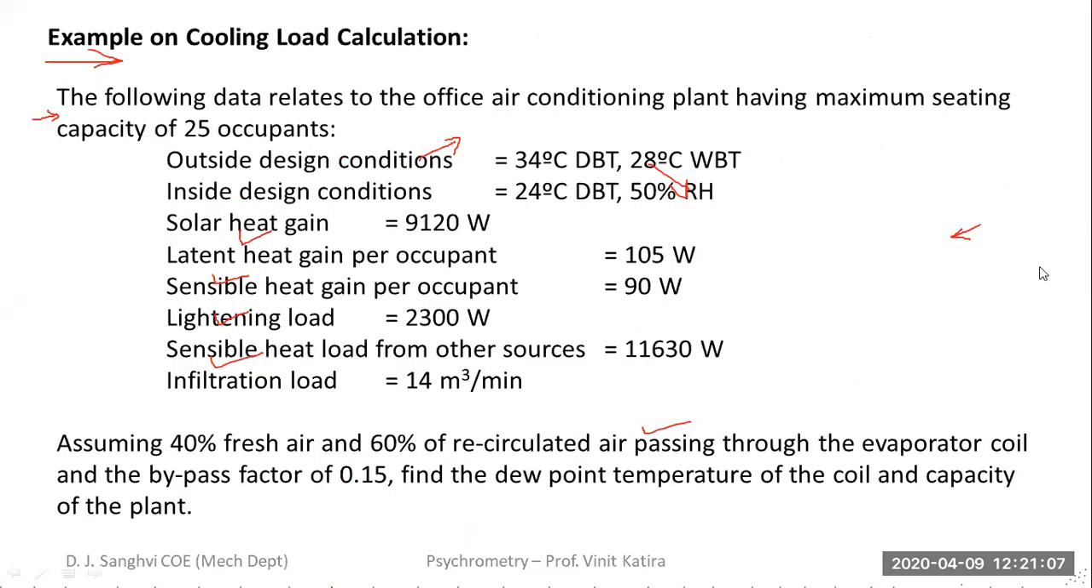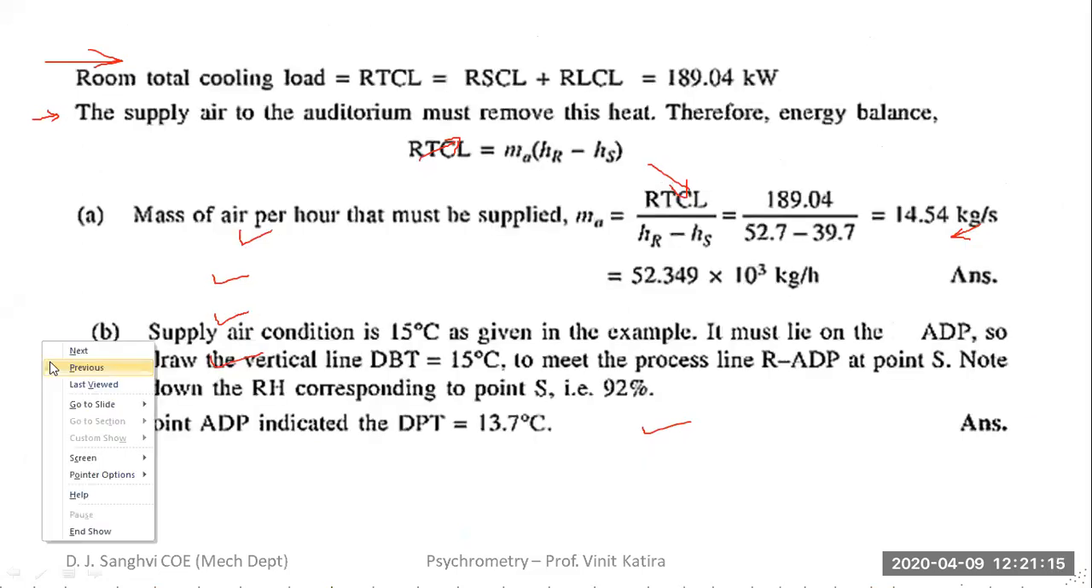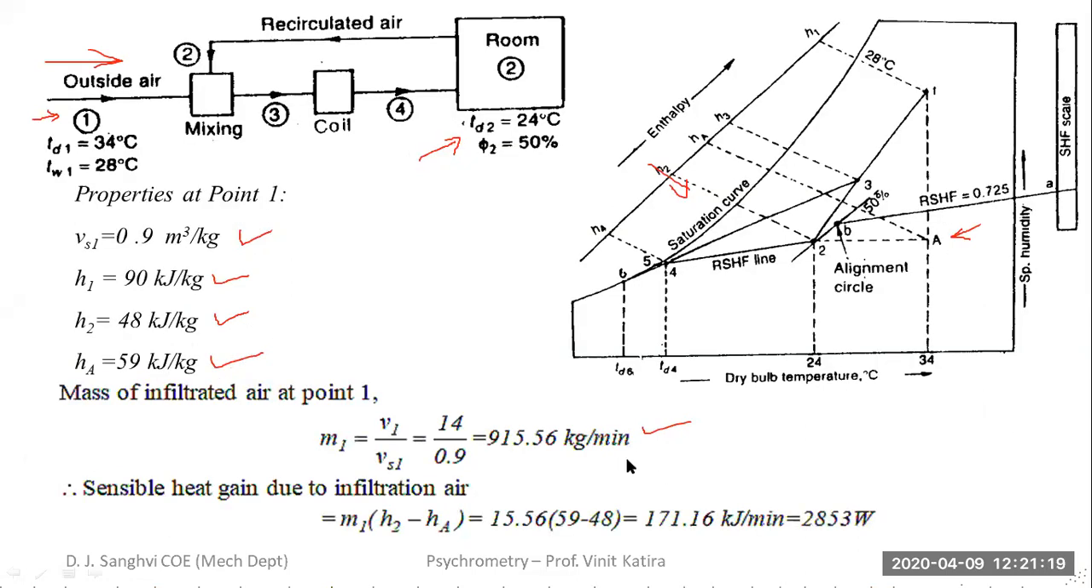Okay, just a minute. Sir, typing error, yes sir. The infiltration load is per minute, right? Okay, so this is a typing error. So how much are you getting? 15.56 kg per minute. Yes, per minute. Next calculation में भी 15.56 लिया है.